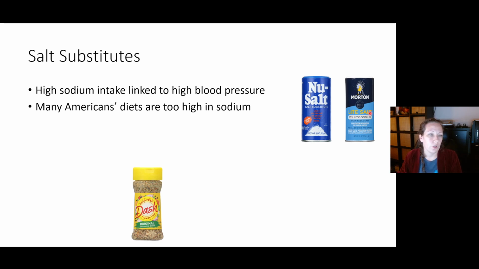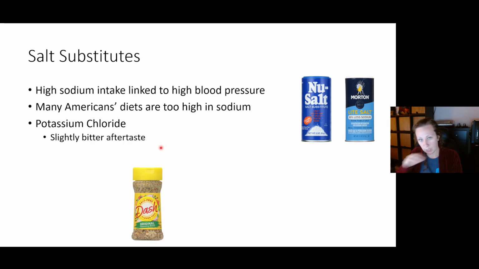So if you are trying to reduce the amount of sodium in your diet, there are a few options. One is potassium chloride, and that is what this new salt is. This is pure potassium chloride. The only problem with potassium chloride is that it does have a slightly bitter aftertaste, and so it is limiting in how much you can use before you start to taste that aftertaste. You can use a little bit and it tastes just fine, but if you add a lot, you'll definitely taste the aftertaste, and it's not pleasant.